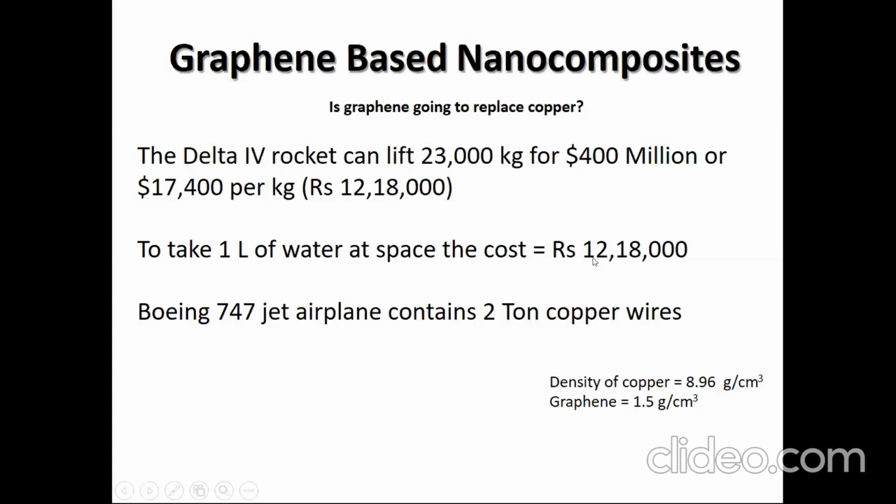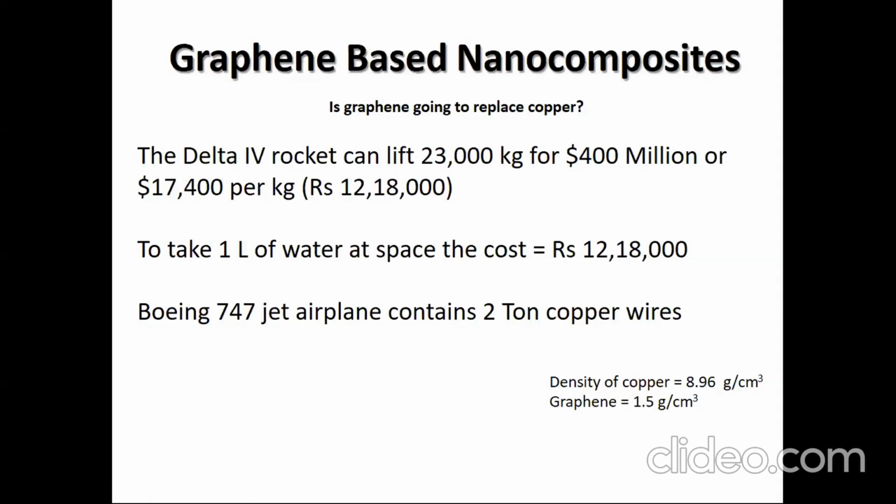So the idea is to reduce the weight, right? For example, copper has a density of 8.96 gram per centimeter cube, whereas graphene is only 1.5 gram per centimeter cube. So there's a huge difference in density. For example, if you take a Boeing 747 jet plane, it contains 2 tons of copper wires, 2 tons. And if you can replace copper wires with graphene-based wires, you can save a lot of weight. So weight is nothing but money, right?